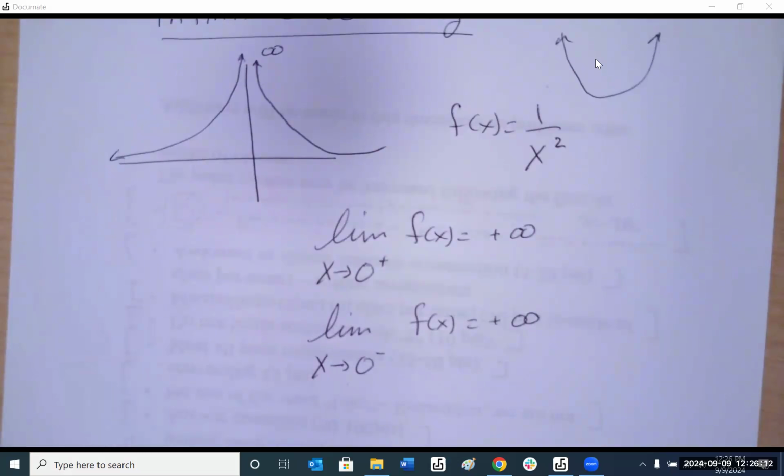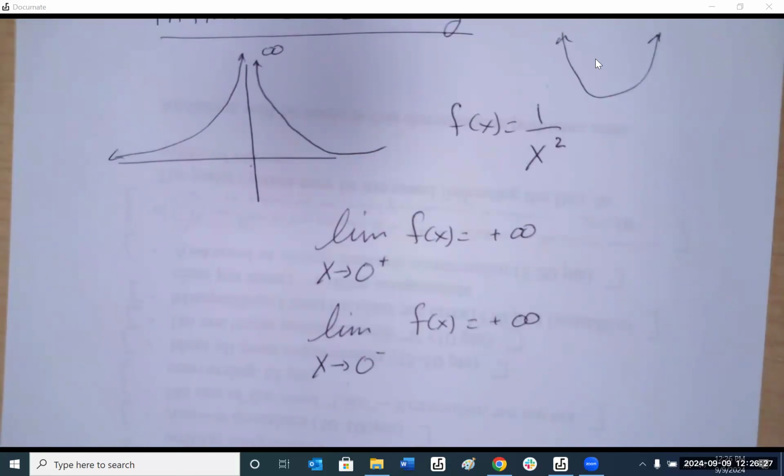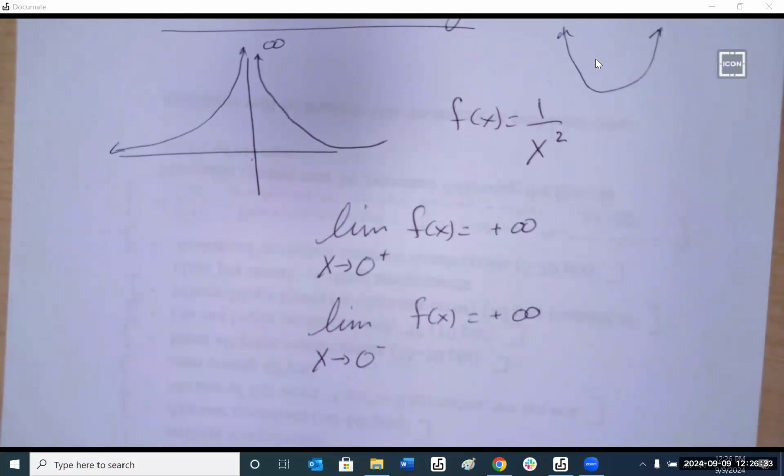But we can't fix this one. Even if we did a piecewise defined function, what would it be? You can never make these two lines meet. You can't say at 0 it's 0 or at 0 it's 1 because it's going to infinity. They'll never meet. They're asymptotic. So there's no way you can fix this one.